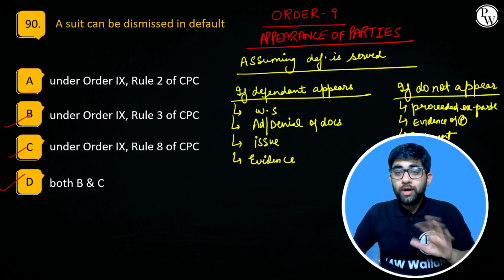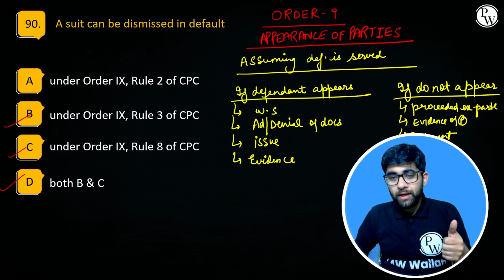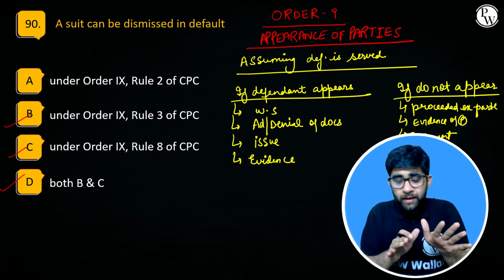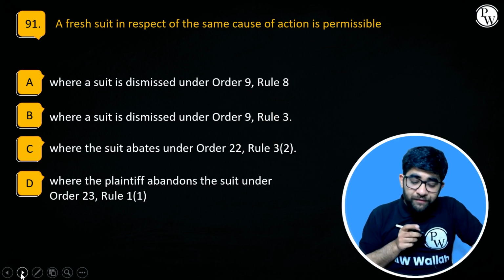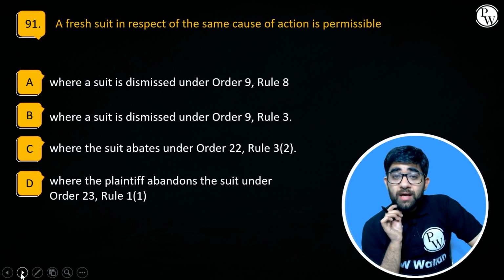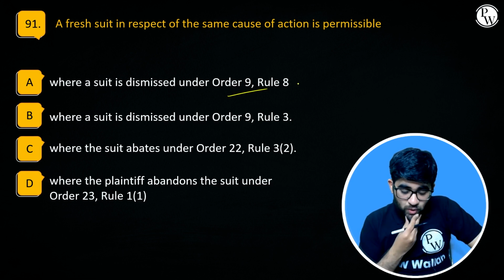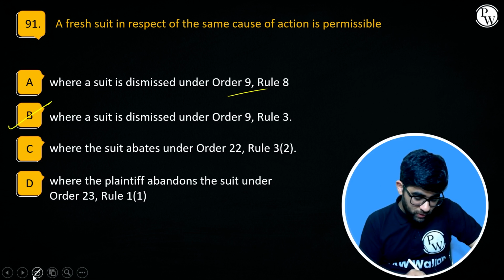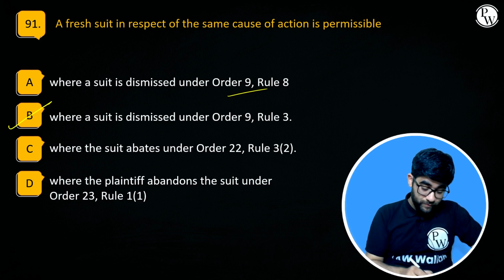Now, what happens if both are not appearing? If the plaintiff is not appearing, then the suit will be dismissed as default. If the defendant is not appearing, then plaintiff will prove his case unrebutted and court will pass the judgment. A fresh suit in respect of the same cause of action is permissible where a suit is dismissed under Order 9 Rule 8, where the suit abates, where the plaintiff abandons the suit. No, the answer is where a suit is dismissed under Order 9 Rule 3.